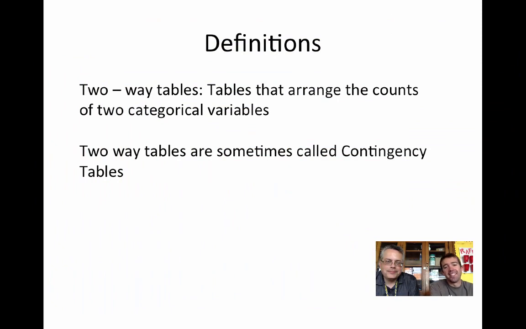All right, so what is a two-way table? Well, just like the name says, the tables arrange the counts of two different categorical variables. Remember from a couple videos ago, categorical variables are things that have to do with categories, either yes, no, or colors, things like that. Two-way tables are sometimes called contingency tables.